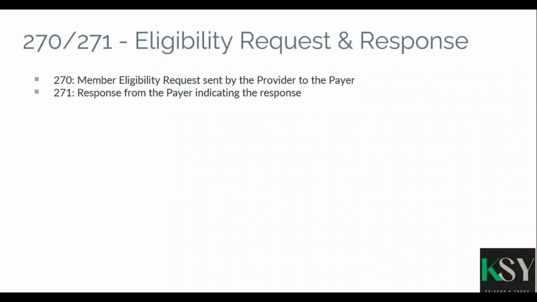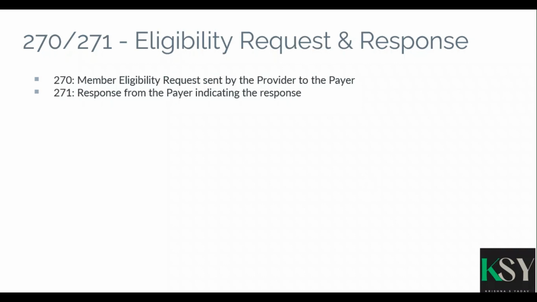So what is a 270 or a 271? This is an eligibility request and response that mostly happens in real time between the providers and the payers. The 270 EDI transaction is used by the provider to request the member's eligibility from the payer.